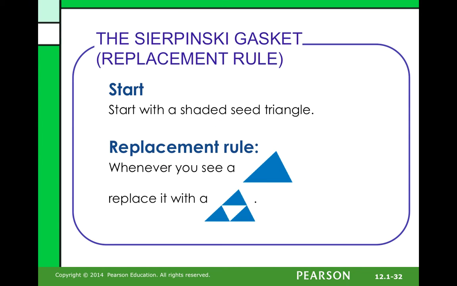So here we get a different replacement rule. Before, we took a side and replaced it with a crinkled side. Now, every time we see a blue shaded triangle, we replace it with a blue shaded triangle with a hole shot through the middle, and the hole is determined by the midpoints of the sides.